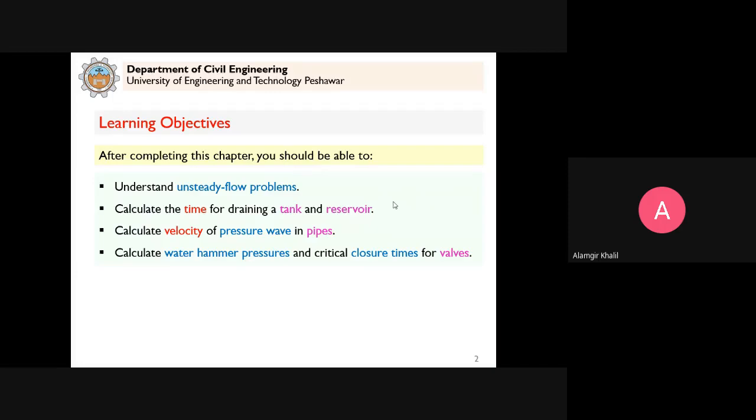So these are the learning objectives. After completing this chapter, you should have a good understanding of all these topics. First, we study steady flow and unsteady flow before we actually start the unsteady flow problems.